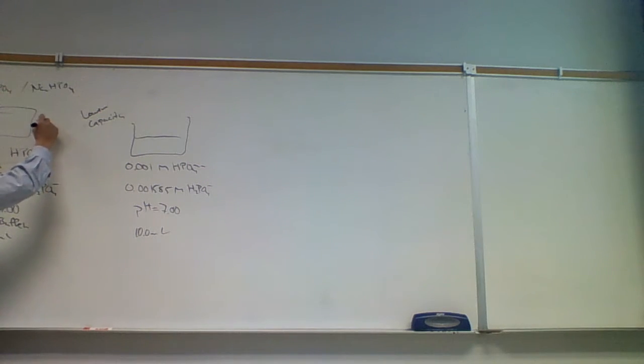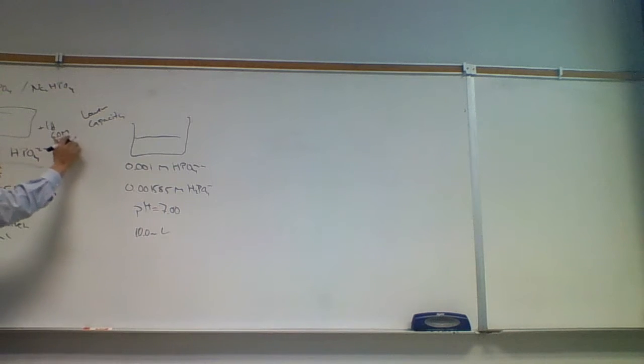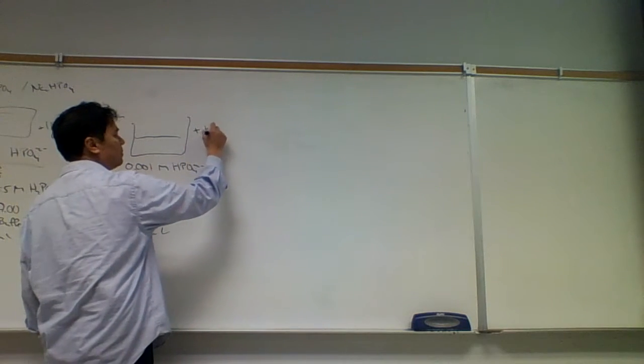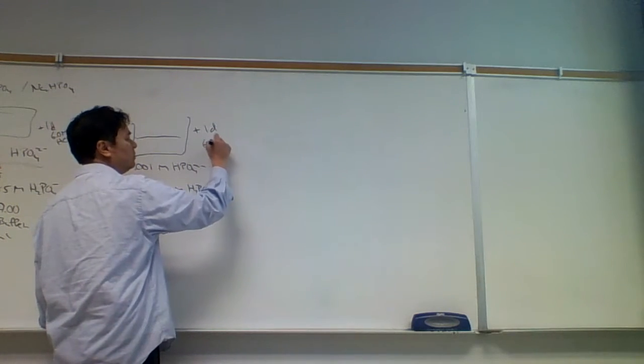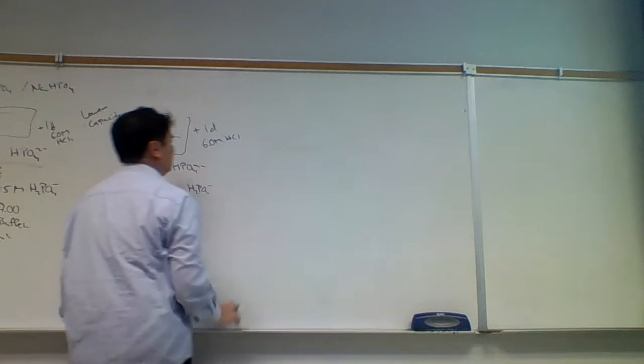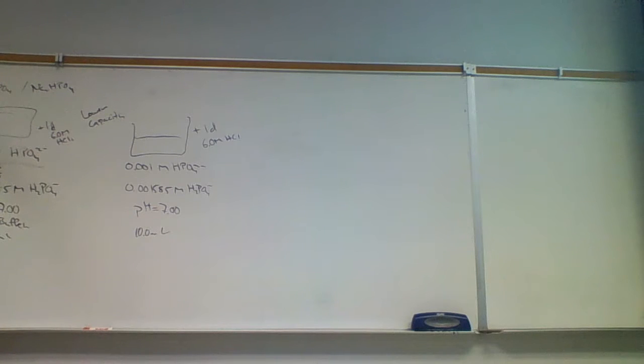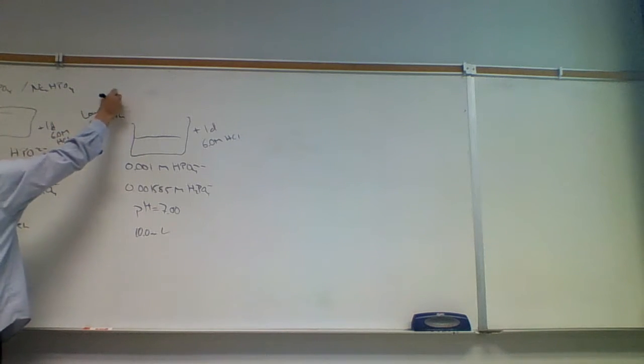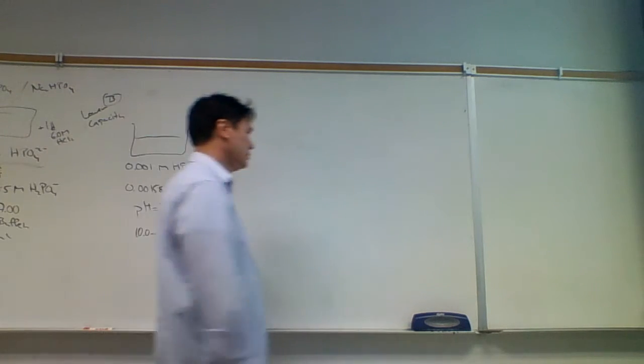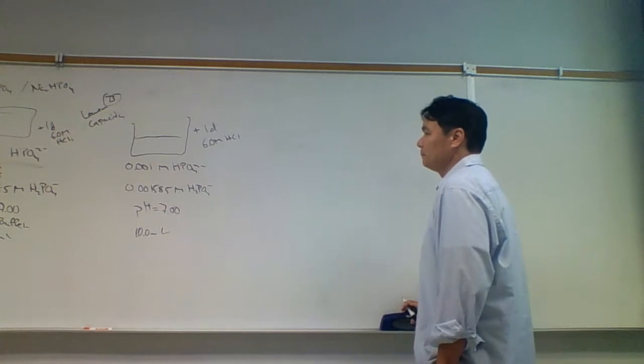So one thing we'll subject this buffer to is 1 drop of 6 molar HCl. And then we'll do the same thing here. We'll take the lower capacity buffer and add 1 drop of 6 molar HCl, and then see what happens. And so this will be the first calculation, calculation A, and then we'll take the lower capacity buffer and do the same calculation, calculation B.